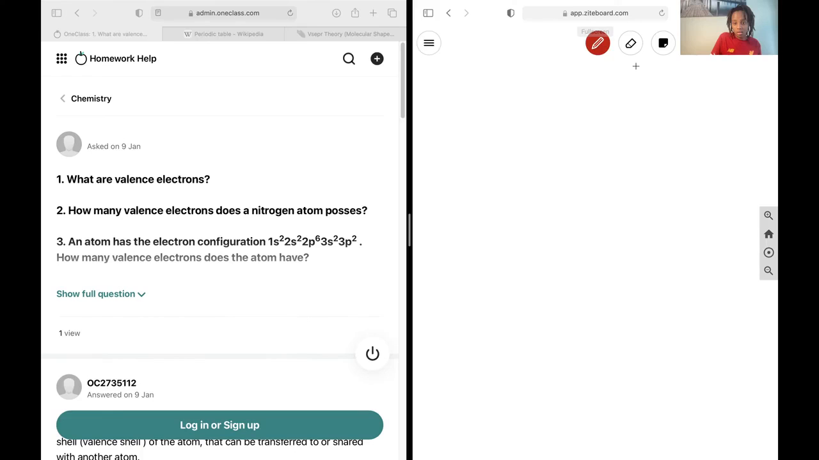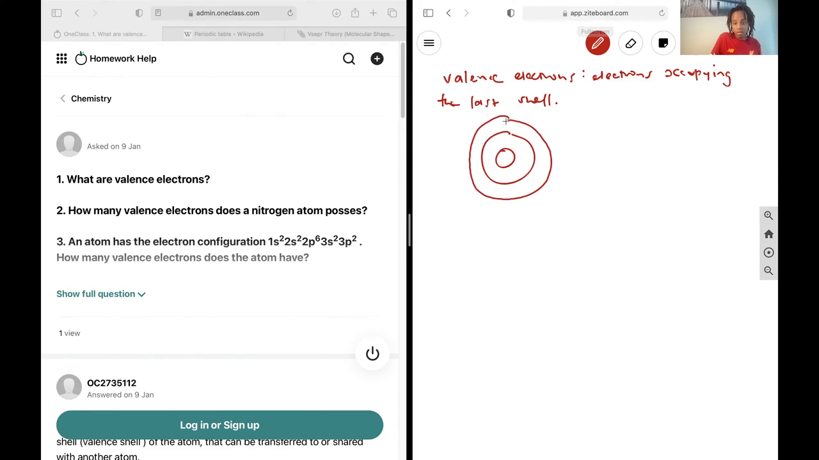Okay, next up we would like to talk about valence electrons. So valence electrons are the electrons occupying the last shell. And so how this is typically described at the high school level, if you're using the planetary model, is we have our nucleus, and then we have all of these levels that can hold different amounts of electrons.